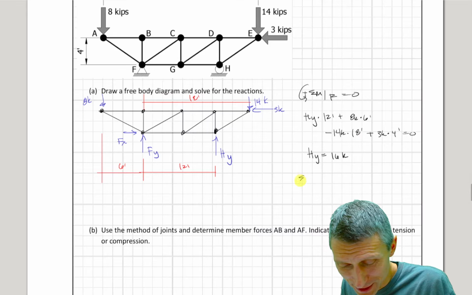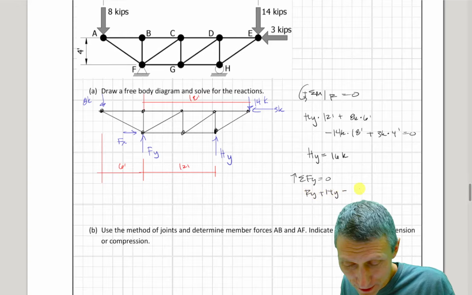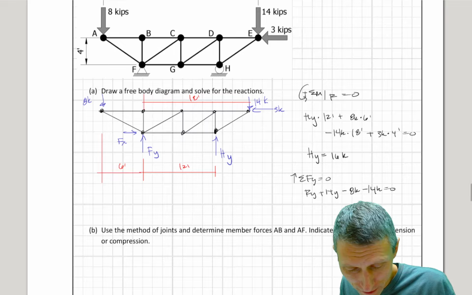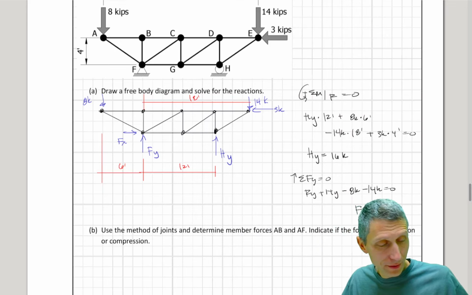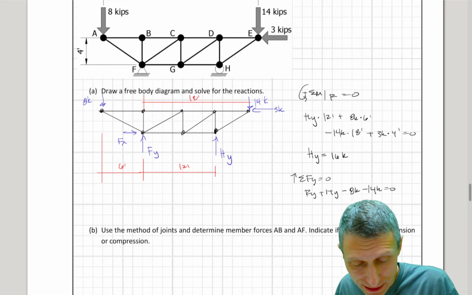The last two equations, what are we going to do? Sum of the force in the y direction equals 0. Fy plus Hy minus 8 kips minus 14 kips equals 0. So what do we get? We get Fy equal to, what's that? 8 plus 14 minus 16 is going to be 6 kips.